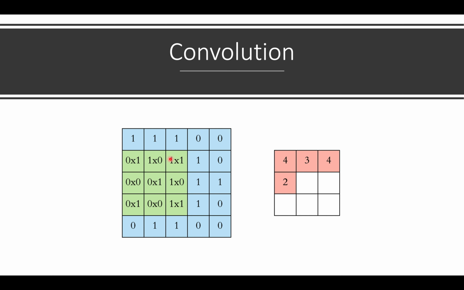Basically, this is what you're seeing here. Adding that result to the feature map as well.